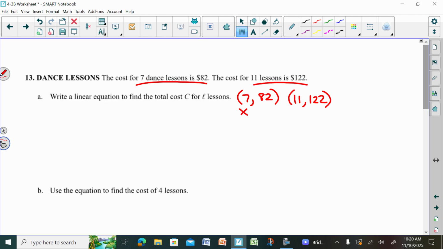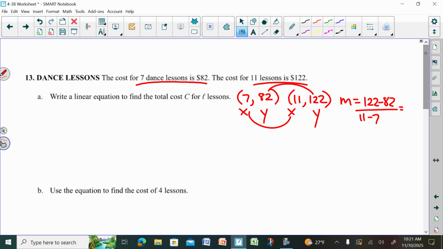This is x, this is y, this is x, this is y. How to keep track of who's x and who's y? Lessons is an independent variable. It could affect the price. The amount of lessons could have an effect on the price or the cost, and so the cost is dependent. The cost depends on the number of lessons. The y is on top, the x is on the bottom, so I'm just going to do that off to the side here. Slope is 122 minus 82 over 11 minus 7.